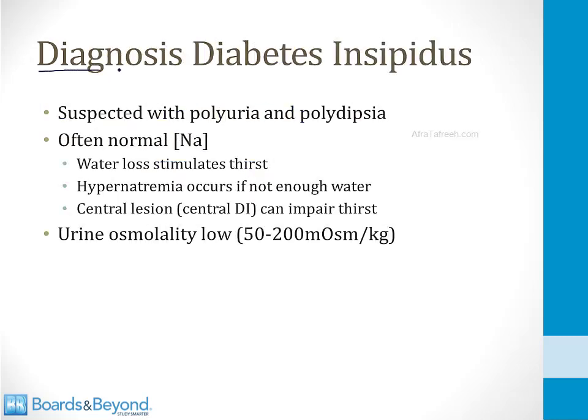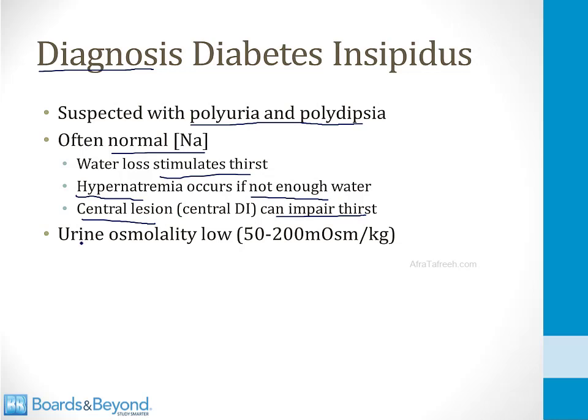Let's talk about how you diagnose diabetes insipidus. You suspect the condition when a patient has polyuria and polydipsia. Now, I've listed diabetes insipidus among the causes of hypernatremia, but in many cases, the plasma sodium level is actually normal. That's because water loss stimulates thirst and patients replace the water that they are losing. Hypernatremia only occurs if they don't drink enough water, and this is more common in patients who have a central cause of diabetes insipidus.